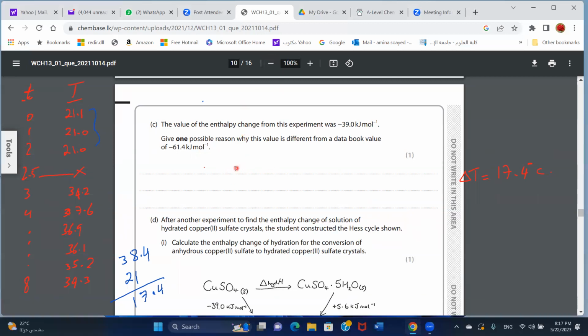We can also say that the density of the solution is more than 1 gram per centimeter cube, but we usually consider it to be 1 gram per centimeter cube, which of course is an approximation. Okay, so the best answer that we can say is that there is heat loss during the experiment.